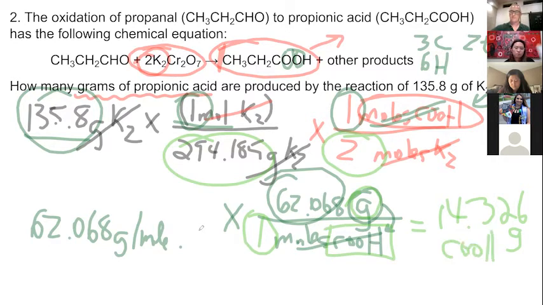Oh, okay, I get it now. And then the last thing to do is how many significant digits should I give my answer in? 4. So I go 1, 2, 3, 4. That's a 6, so I round this to a 3. 14.33 grams of acid.